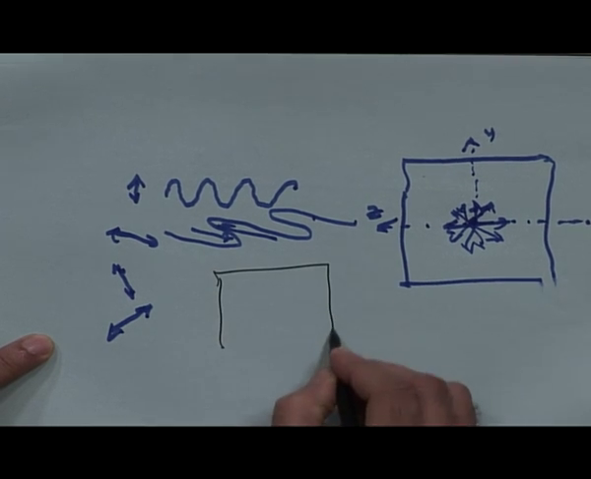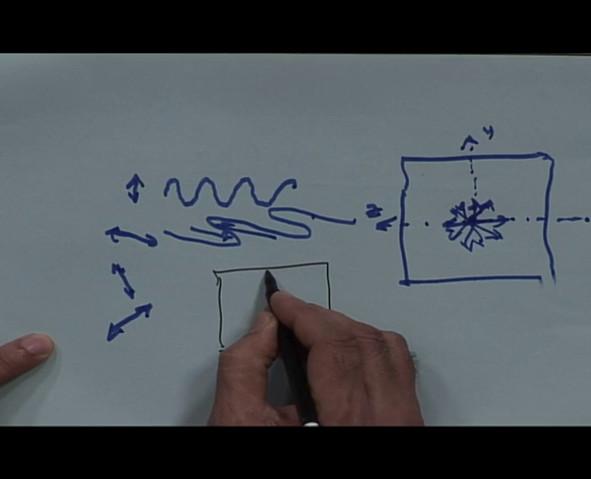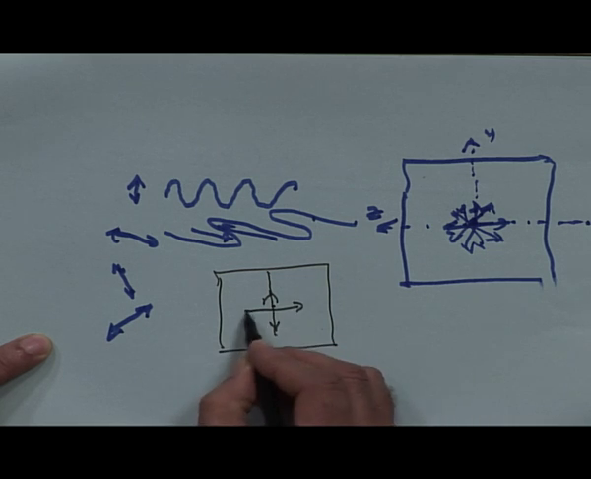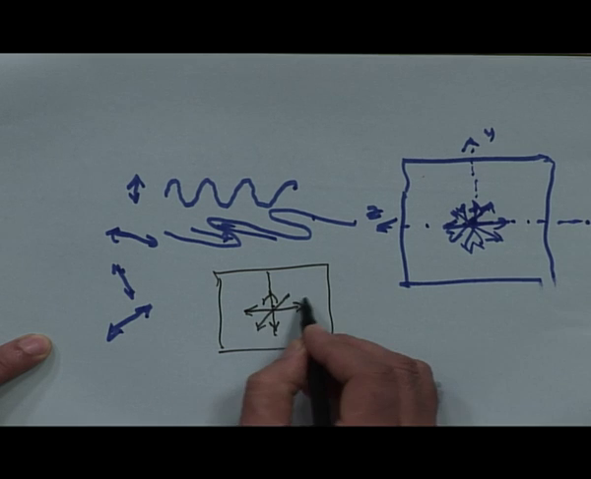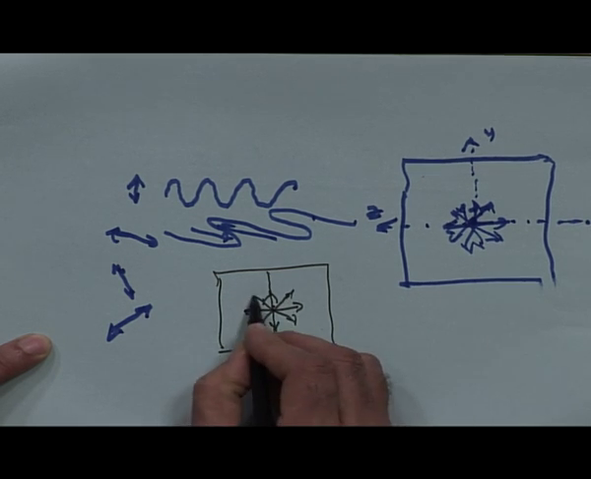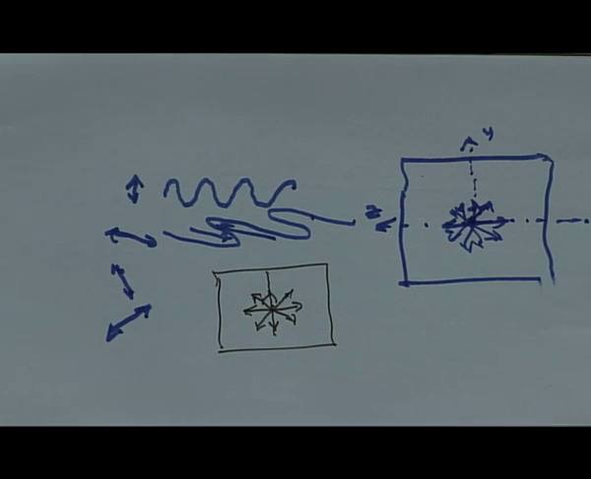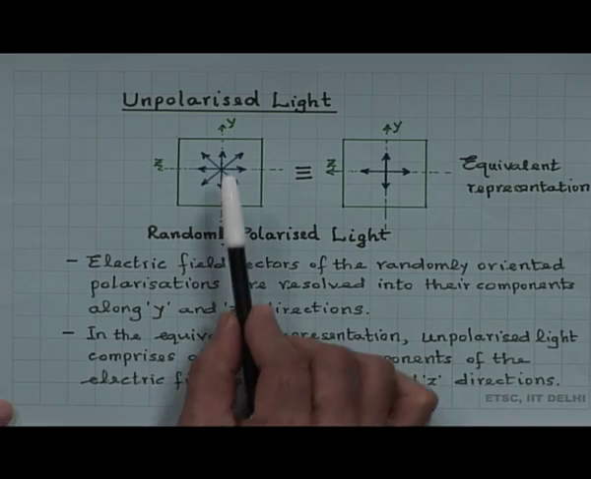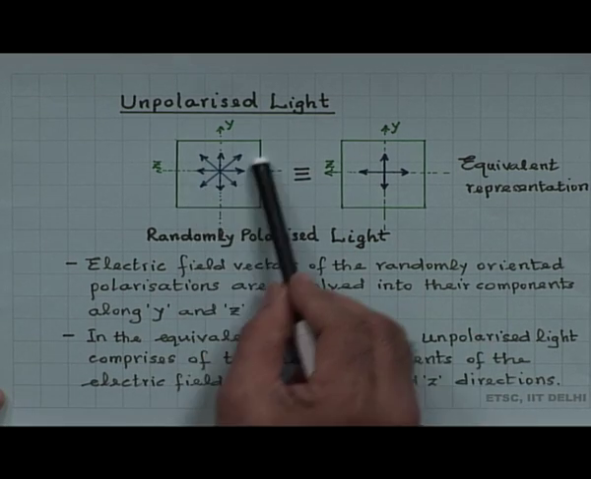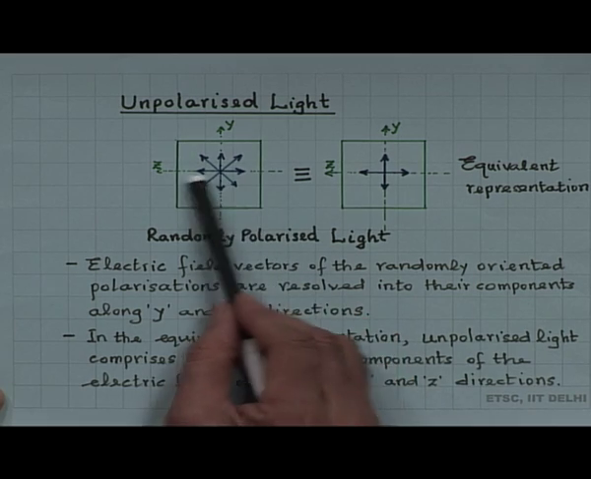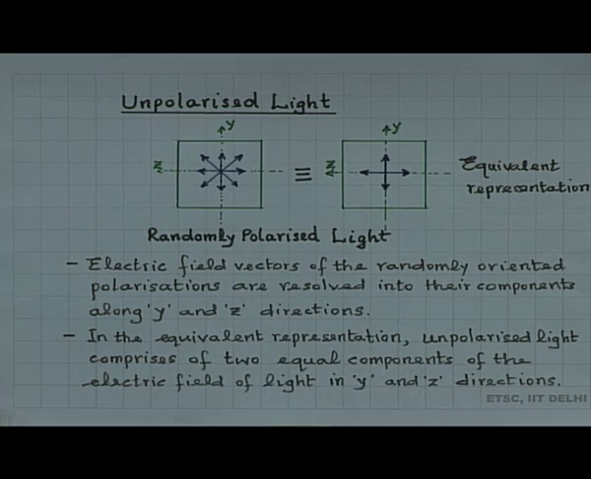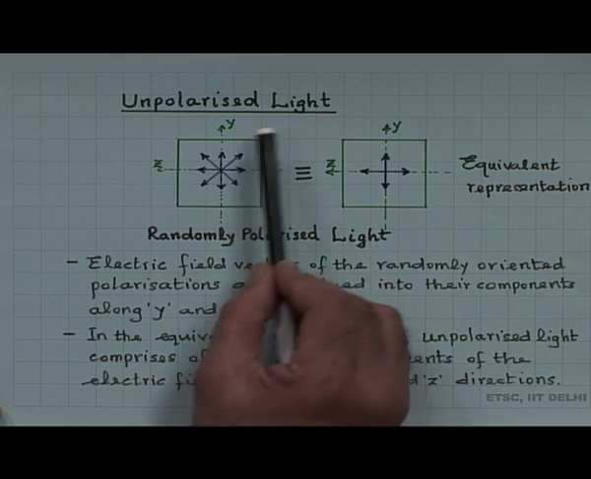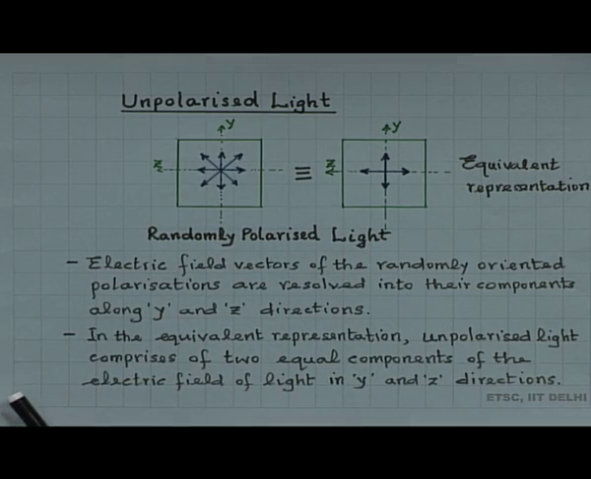If you see the cross section again, let me show it. Some of them may oscillate like this, some of them may be in a plane like this. This is the representation of randomly polarized light, and this is also called unpolarized light. The unpolarized light will have the planes of oscillation of different components in different directions, and therefore it is sometimes called randomly polarized light or commonly called unpolarized light.